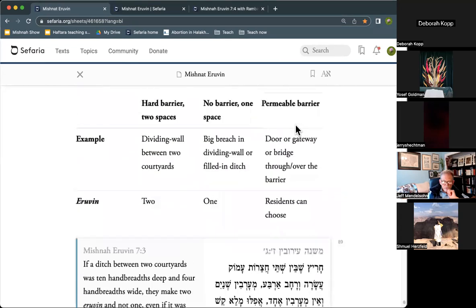And as you can see, we've got these 3 cases. We've got the hard barrier, the dividing wall between 2 courtyards, whether it's built of straw or a real wall. We've got no barrier. Maybe there's a hole in the wall, or maybe it's a filled-in ditch. Or maybe there's a permeable barrier, so we've got a door or a gateway or a bridge over the barrier, or these 2 balconies which are next door to one another. And in that situation, the rabbis give the residents the right to choose whether they make 1 eruv or 2.